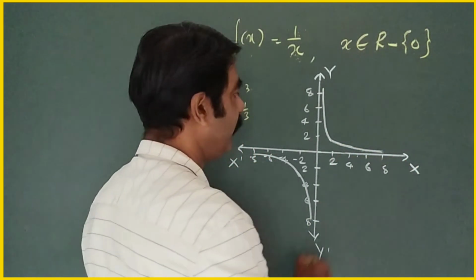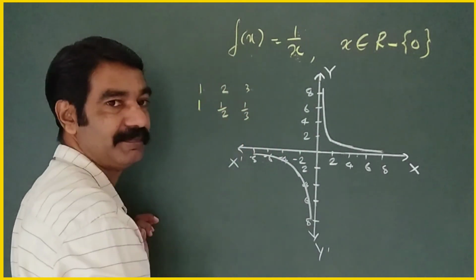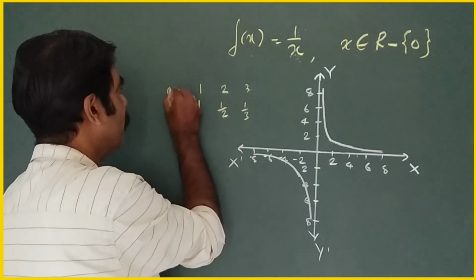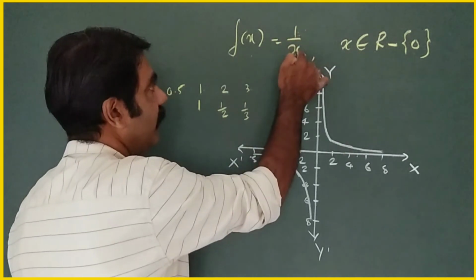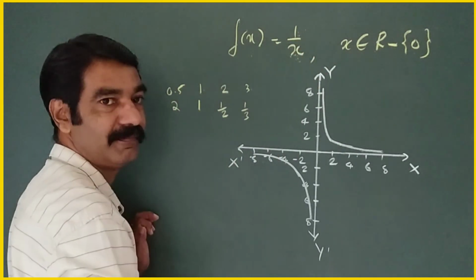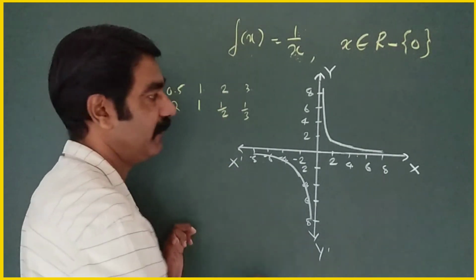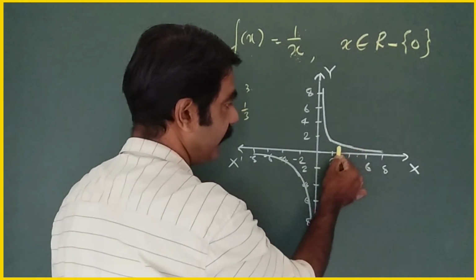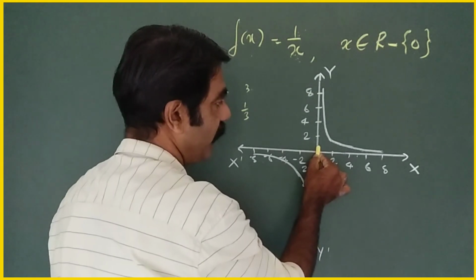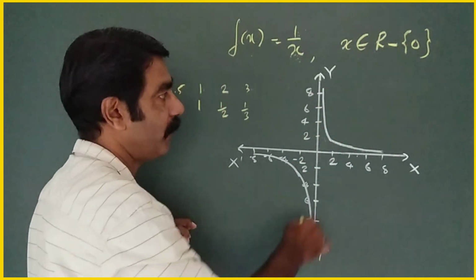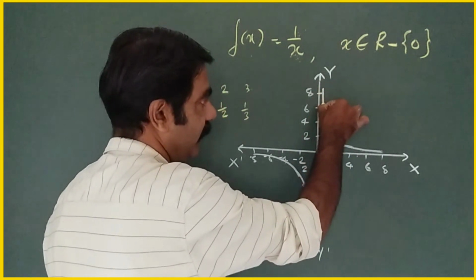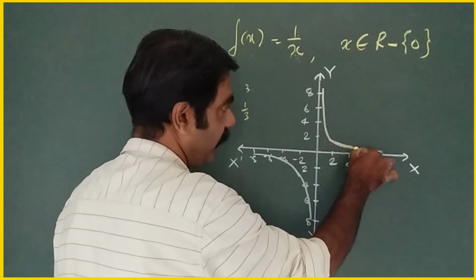Okay. And when x is decreasing, suppose the value of x is 0.5, 1 by 0.5 becomes 2. Again, when the value of x is decreasing, the value of y is increasing. So when the value of x is decreasing, the value of y is increasing. So the approximate figure is like this. This curve is coming approximately like this.